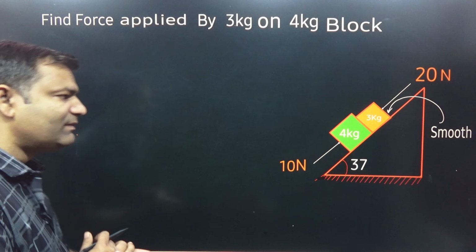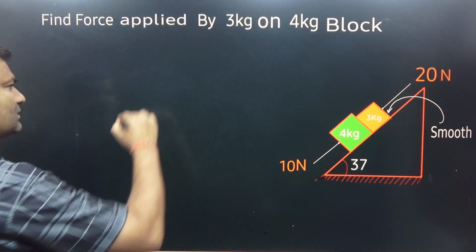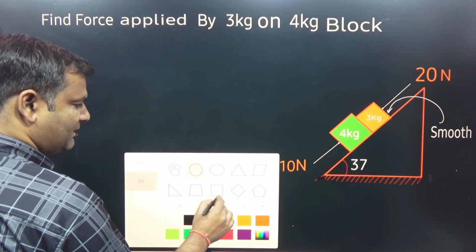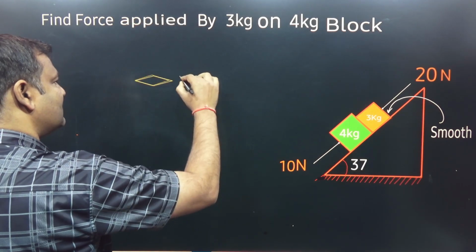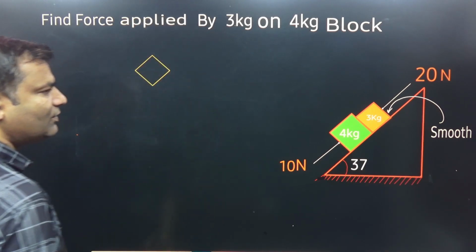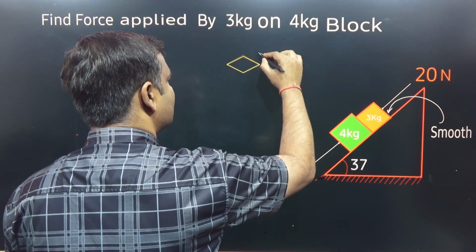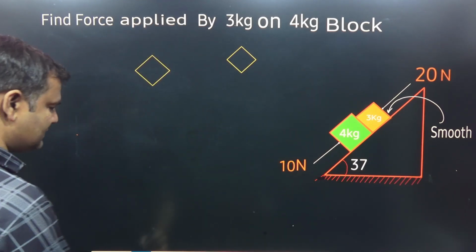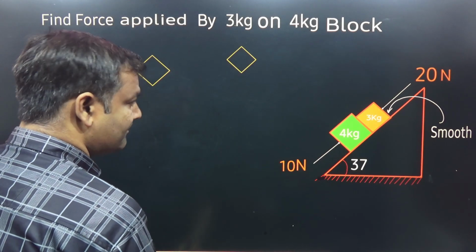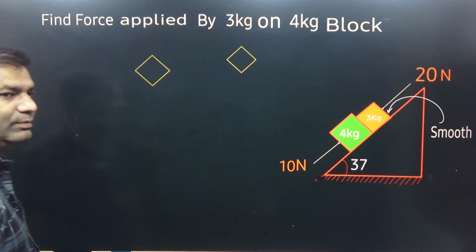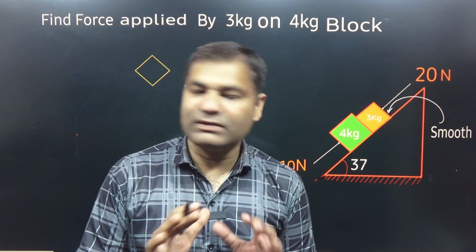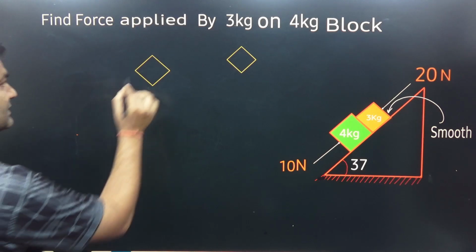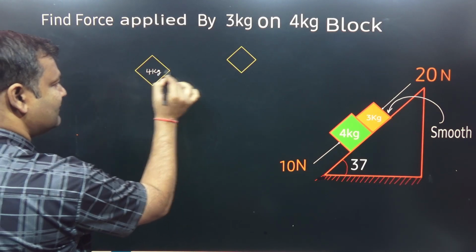If you make a free body diagram of the 4 kg block and the 3 kg block, look here. First of all, make the free body diagram of the 4 kg block. It looks like that, 4 kg, and here 3 kg. We are focused on how to make the free body diagram of the 4 kg block and the 3 kg block. Look here very carefully. The first step is to count how many contact forces act on the 4 kg block. This one is the 4 kg block and that one is the 3 kg block.